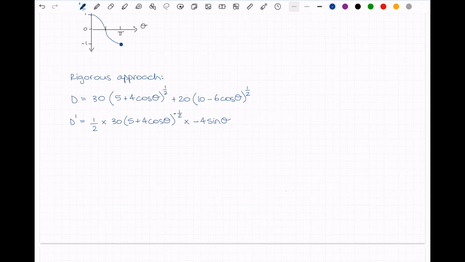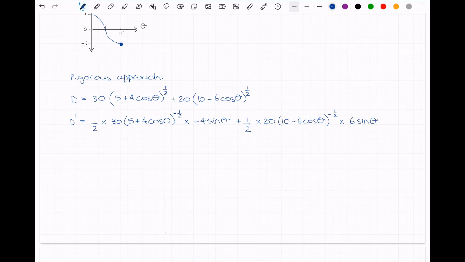Then we will do a similar thing for the second bit. So that will again be plus a half. I bring down the power. I multiply by what's there, noting to subtract 1 from the power. So a half minus 1 is negative half again. And then I multiply by what's on the inside. The derivative of 10 minus 6 cos theta would be plus or positive 6 sine theta.